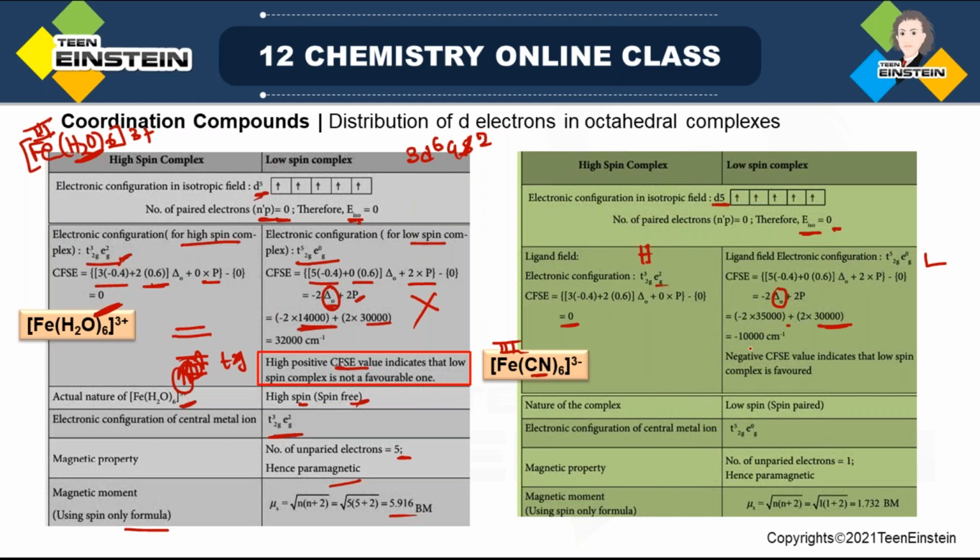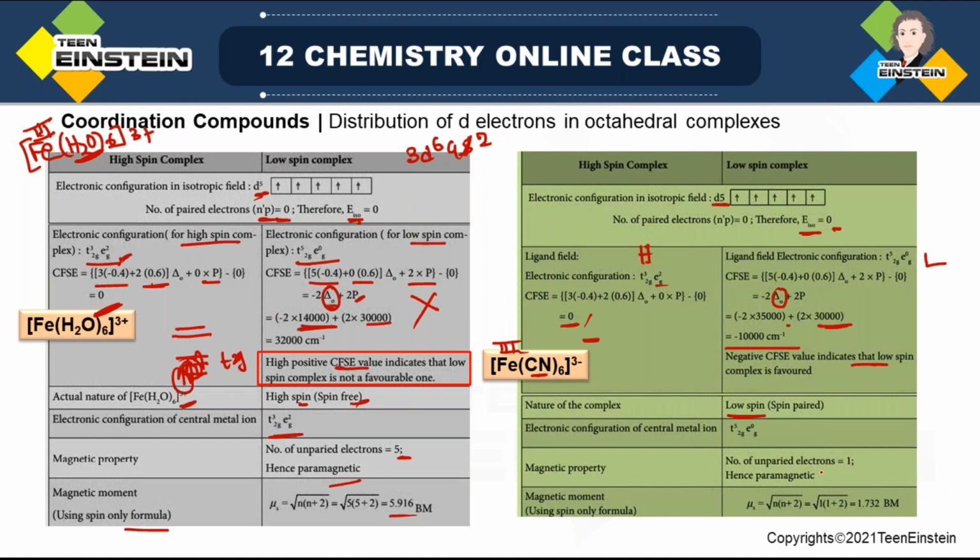But now ultimately if you see, this is 0, but this is highly negative. And negative CFSE value indicates low spin complex is favored, because as I have said, lowering energy is always favored. So here lowering energy is favored compared to 0 situation. And you will call this complex low spin or spin paired.